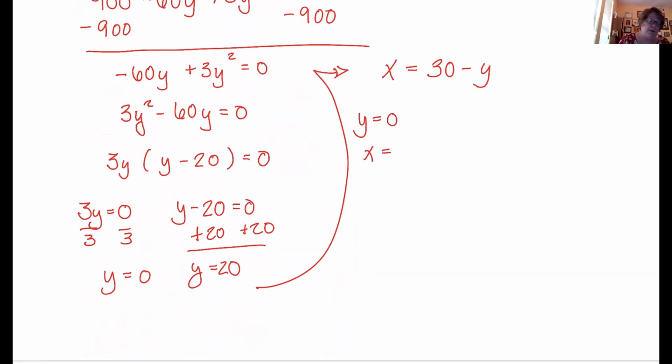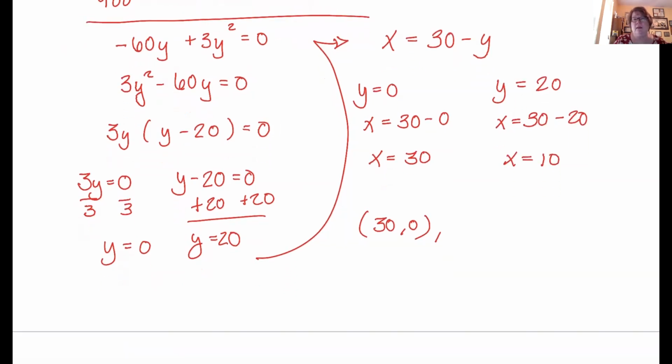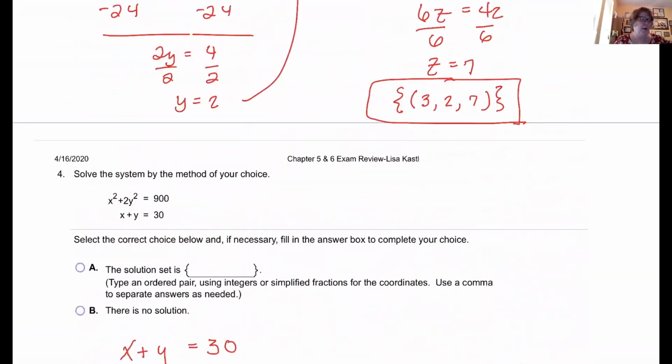If y is 0, I get x is 30 minus 0, or x is 30. So the first ordered pair that's a solution to this system of nonlinear equations is 30, 0. X is 30, y is 0. To find the second ordered pair, we're going to let y equal 20. So x is 10. The second ordered pair: x is 10, y is 20. So there is our solution set. All right, problem 5.